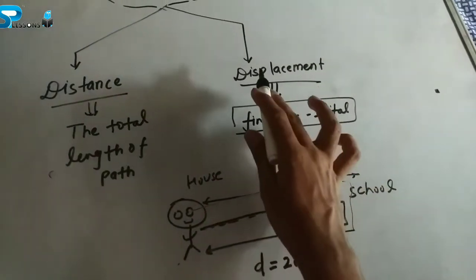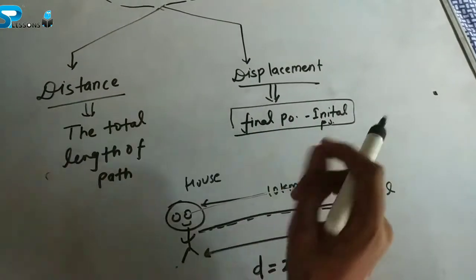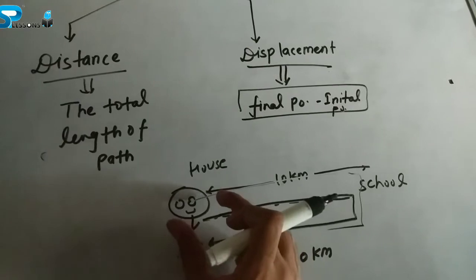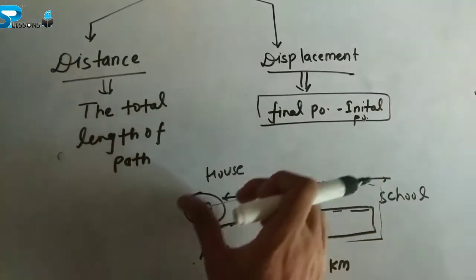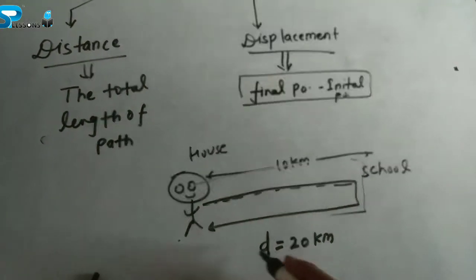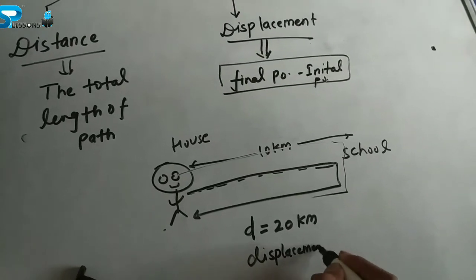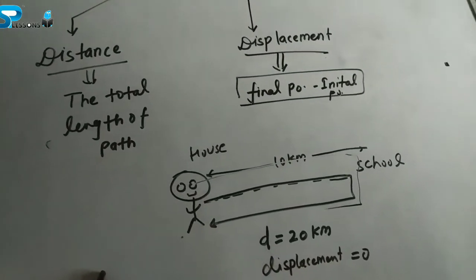Okay. Displacement means the difference between final position and initial position. So where is the final position? It is in the house. Where was the initial position? It is also in the house. So how much is the total displacement? How much displacement? 0. Okay.